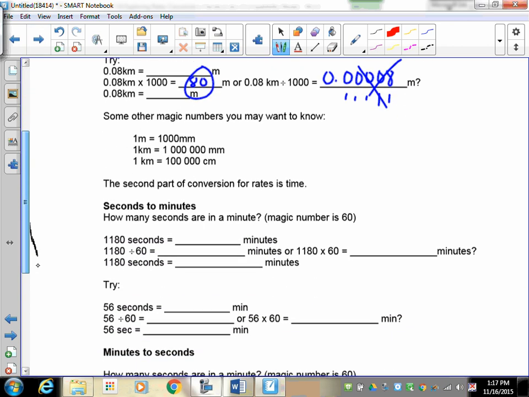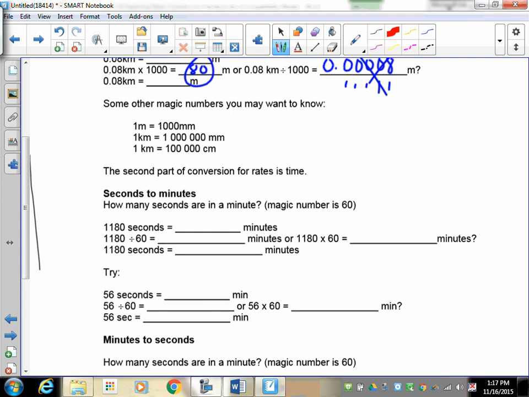Going down. Some of the other magic numbers you may want to know. A meter is 1,000 millimeters. A kilometer is a million millimeters, and a kilometer is also 100,000 centimeters.